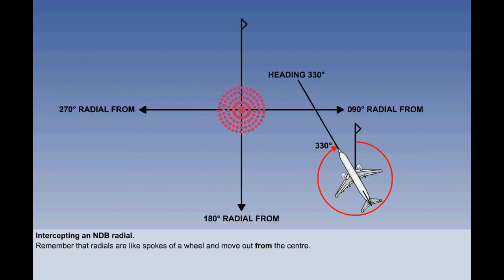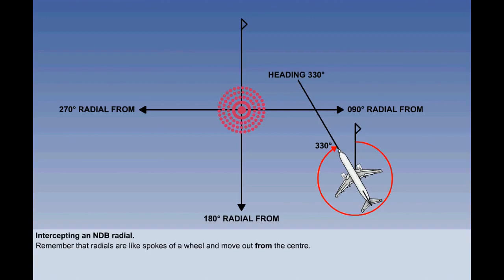Next, we look at intercepting a nominated track to an NDB. Perhaps it is part of an arrival procedure. Let's say the NDB is ahead and on your left, and you are to track to the NDB on a QDM of 270 degrees magnetic.